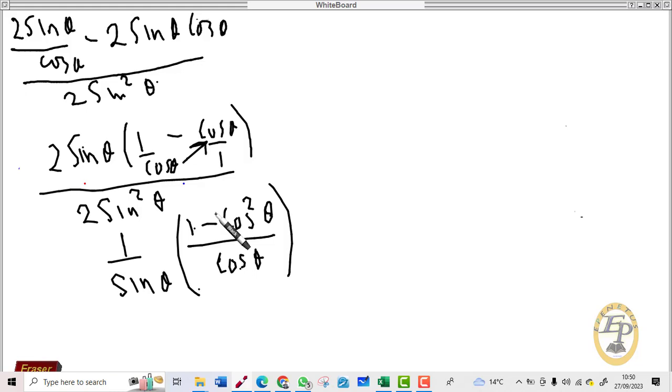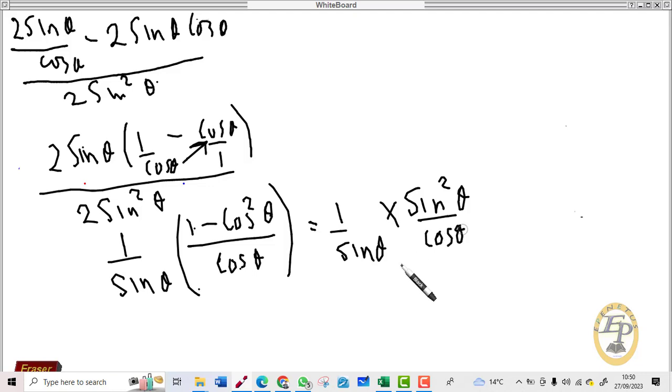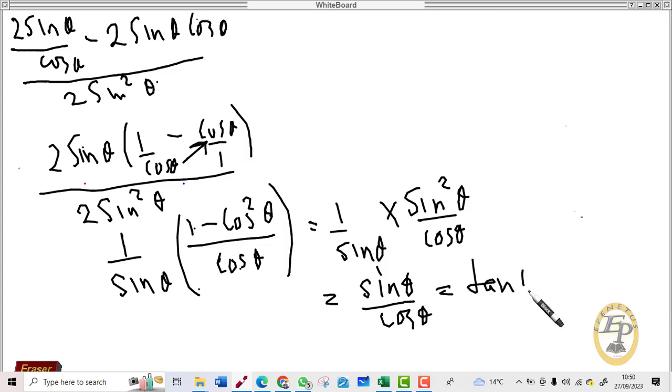But we know this is an identity of sine. So we are having 1 over sine theta, then this we say is an identity, so it's going to be times sine squared theta over cos theta. By multiplication and division, we'll be left with sine theta over cos theta. And this is equal to, it's an identity for tan theta.